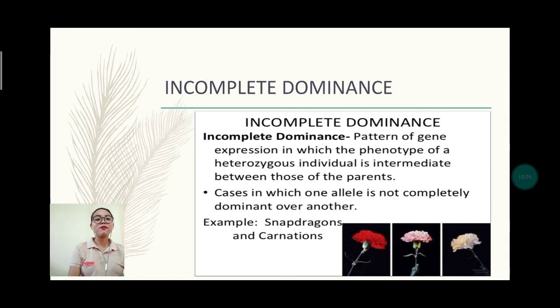So, when we say incomplete dominance, it is a pattern of gene expression in which the phenotype of a heterozygous individual is intermediate between those of the parents. So, if we notice, the offspring is pink, which is if we combined red and white, or if we mix red and white, the possible color that arise is pink. So, it is intermediate characteristic between the parents.